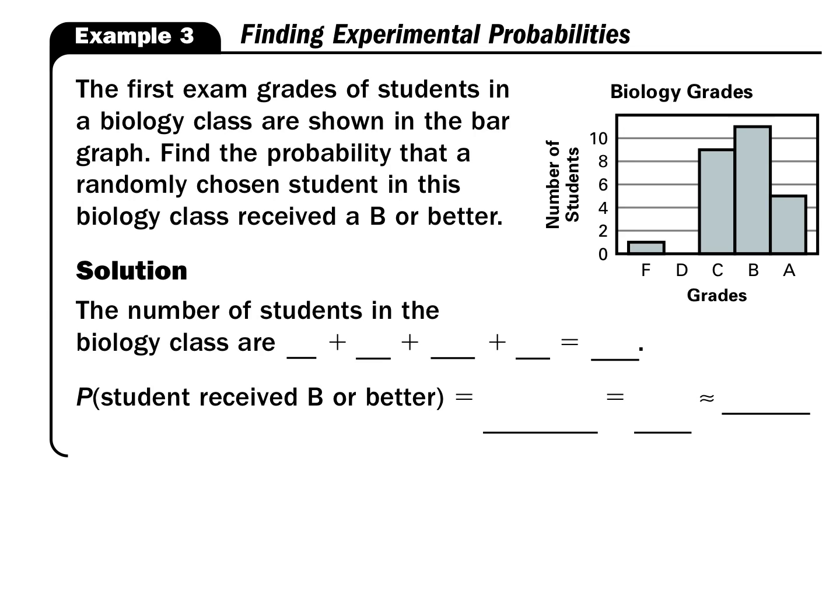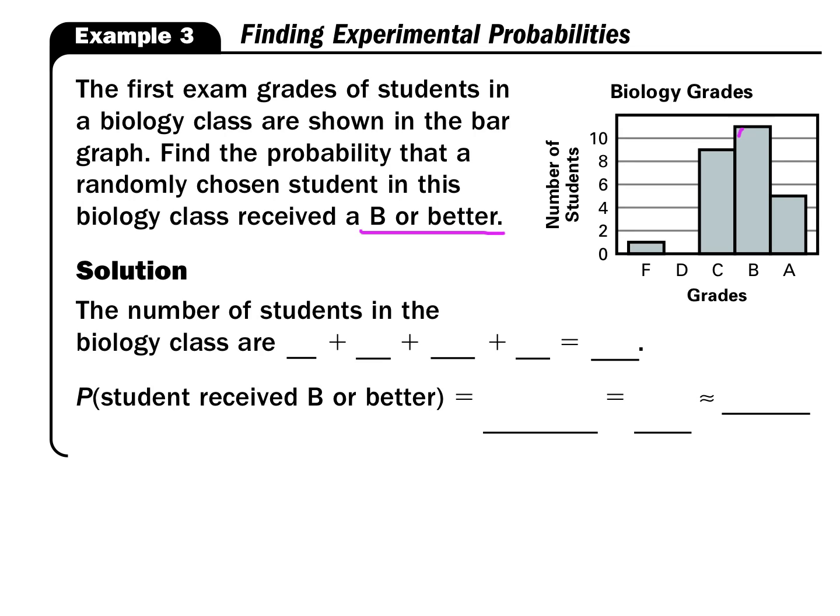Example 3 is experimental probability now. So we're talking about when we have actual numbers, we can determine what's called the experimental probability. So we're no longer talking about equal likelihood of an event occurring. We have to look and see what has actually occurred and then find out the probability from there. So it says that the exam scores are listed in the bar graph on the right. Find the probability that a randomly chosen student in this biology class received a B or better.